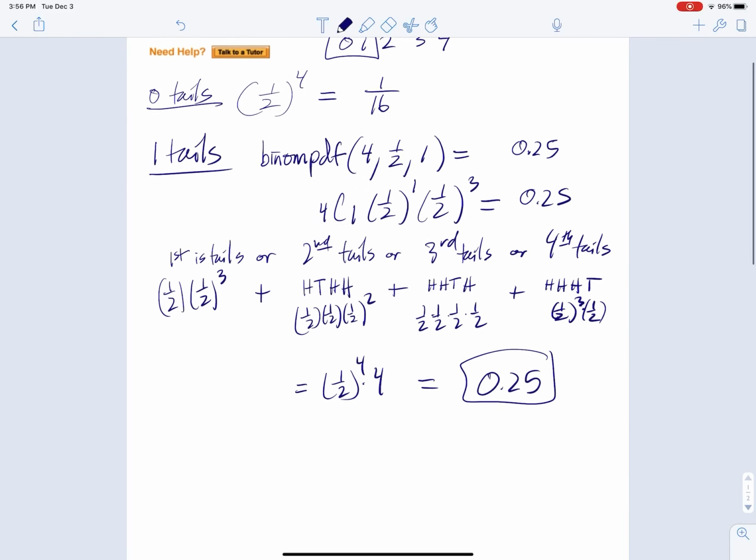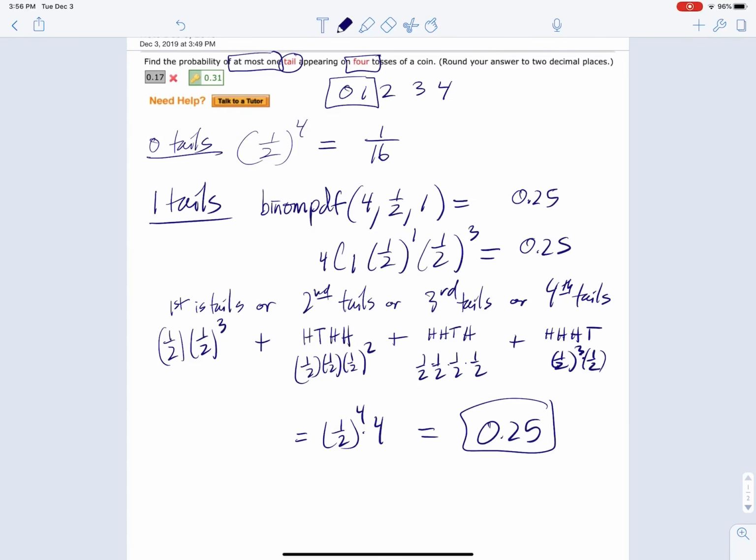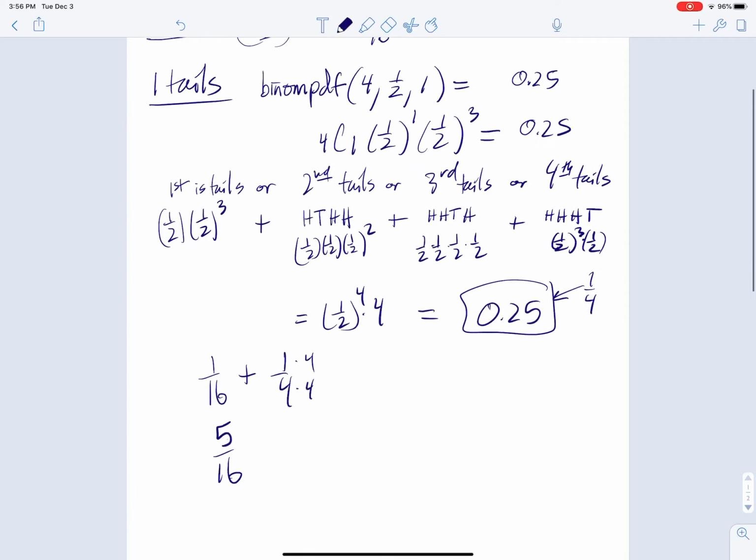So that's the answer for the 1 tails. Remember, it said find the probability of at most 1 tails. So the final answer is going to be 1/16 plus 1/4, because that's what 0.25 is. It's 1/4, right? So this equals, no, it's 5/16. So what is it, 5/16?